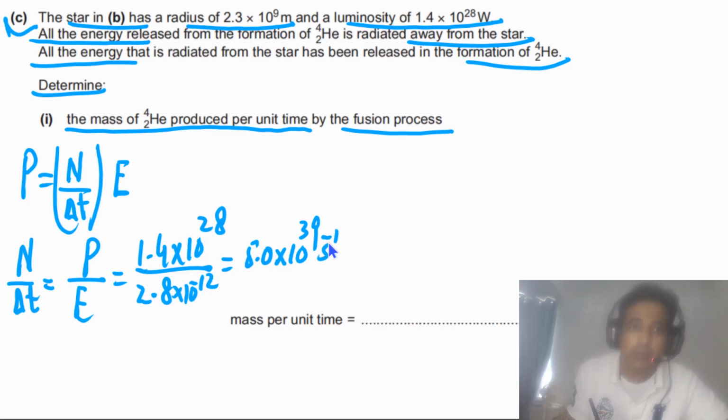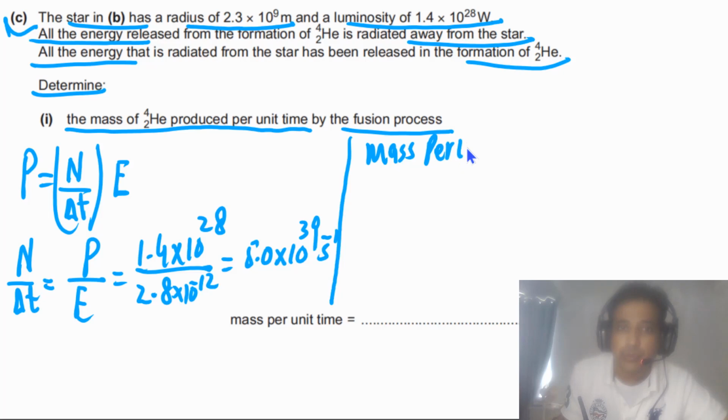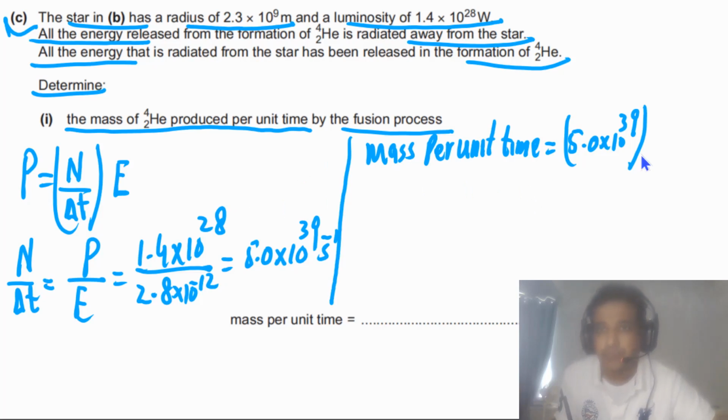So this is the number of helium atoms produced per second, but we need to calculate the mass produced per unit time. So simply we can write down mass per unit time. Mass per unit time, this is what we need to calculate. Now we have the number of atoms, 5.0 times 10 to 39, and the mass of one atom is equal to 4 U.